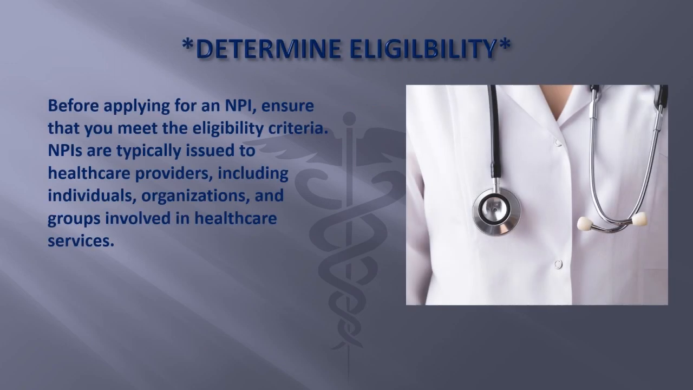Determine eligibility. Before applying for an MPI, ensure that you meet the eligibility criteria. MPIs are typically issued to healthcare providers, including individuals, organizations, and groups involved in healthcare services. So, if you are in the healthcare business services, then this video is for you. And this is how you're going to determine your eligibility.